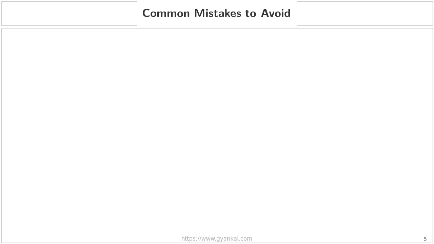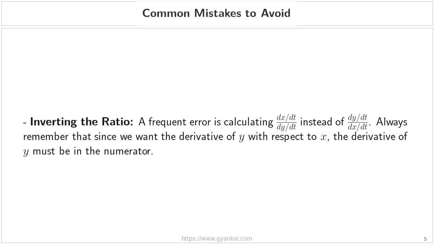Common mistakes to avoid. Now that we have walked through the practical examples, it is crucial to discuss some common pitfalls to ensure you avoid them in your calculations. First, let's address the issue of inverting the ratio. A frequent error is calculating the derivative of x with respect to t divided by the derivative of y with respect to t, instead of the correct order.